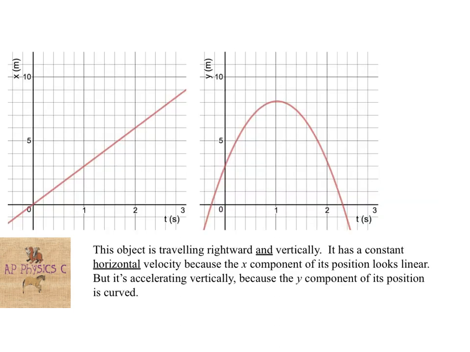An illustration. This object is traveling rightward and vertically. It has a constant horizontal velocity because the x component of it looks linear. In other words, we look here and we say, oh, x versus t looks like it's a line, and a line on a position plot is constant velocity. But it's accelerating vertically because the y versus t plot has curvature. Looks something like this.